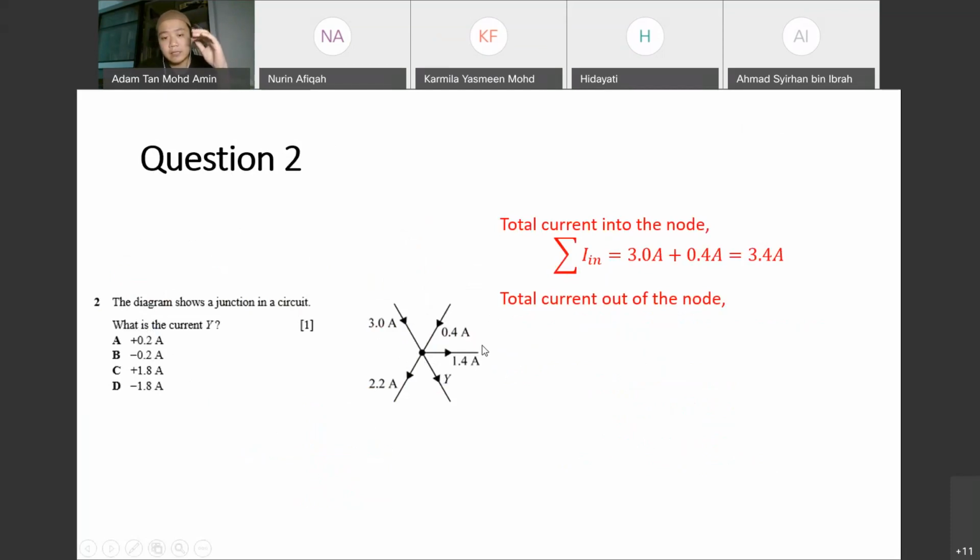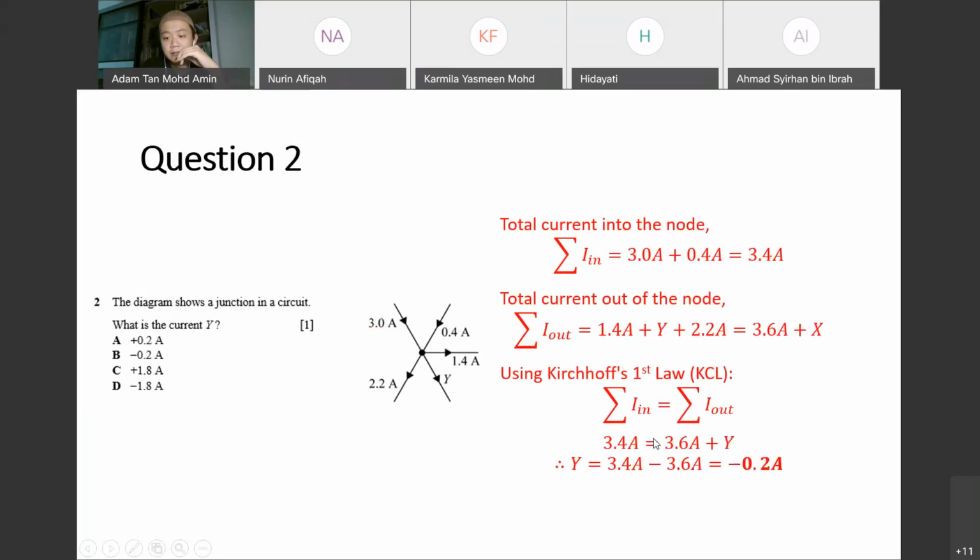Kita akan tahu total current into the node is 3.0 and 0.4, and then we've got 3 currents that are assumed to be leaving the node. Tapi bila kita kira-kira, tengok-tengok dia punya value of Y is minus 0.2 amperes. Kan? So what does that show? If we have a current at minus 0.2 amperes, it's going up. Sepatutnya yes, sepatutnya Y ini is going inside.